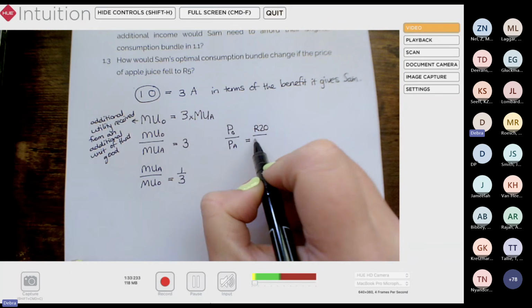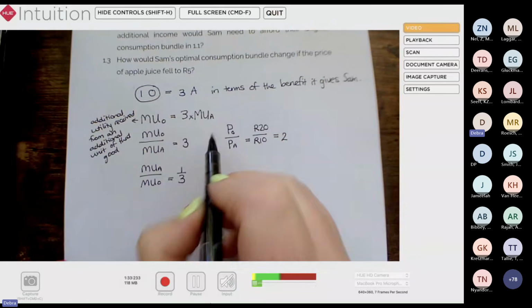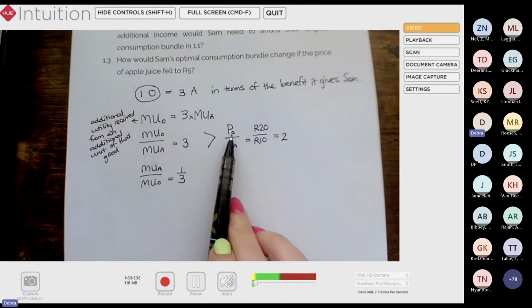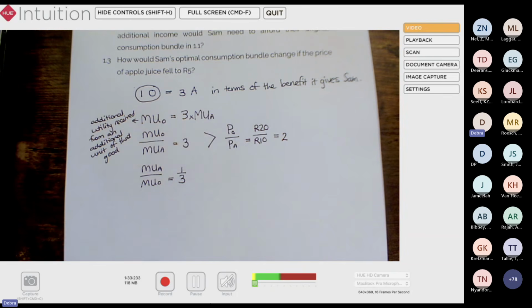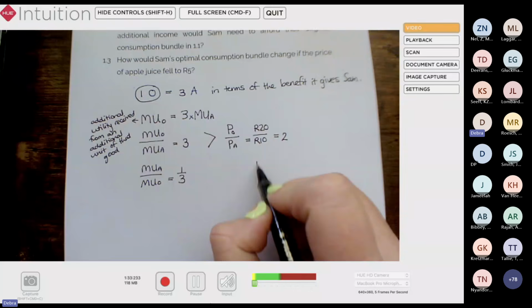Okay, so his benefit of orange juice relative to his benefit from apple juice exceeds the cost of orange juice relative to the cost of apple juice. And so this makes orange juice more attractive to him because he's getting more benefit for what he's having to pay.